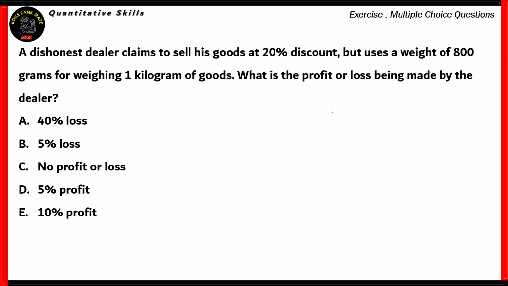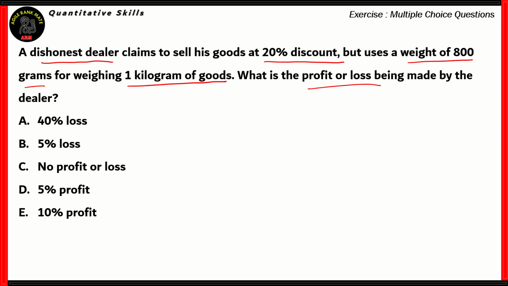Now, let's look at another question. A dishonest dealer claims to sell his goods at 20% discount, but uses a weight of 800 grams for weighing 1 kilogram of goods. Now, find out the profit or loss being made by the dealer.